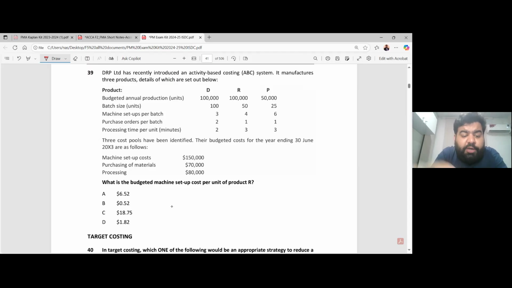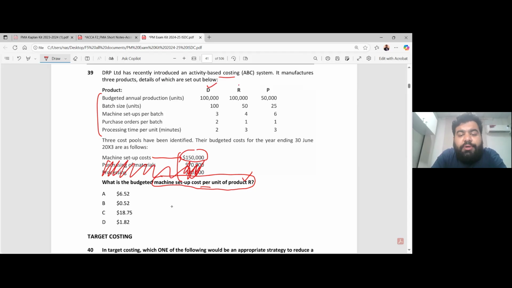Okay, so if you see, DRP Limited has recently introduced ABC. These are all the details and all the cost. They're asking just to calculate machine setup cost per unit of R. Only this machine setup, not asking for purchasing or material. You have three products D, R, and P.